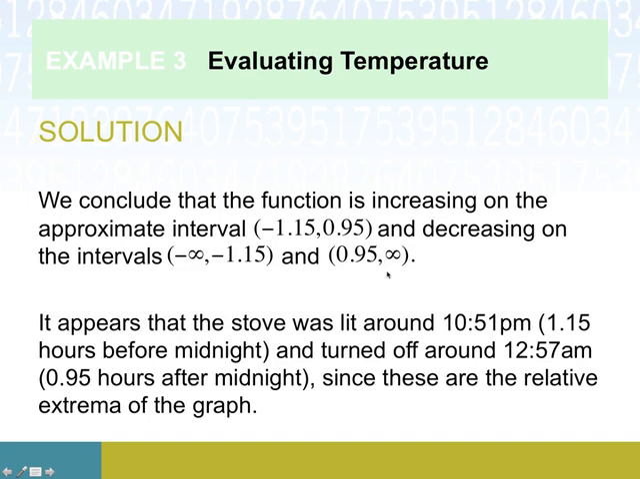And then the place where the function starts to decrease, the temperature starts to go down again, is after 0.95 hours, so in other words, right around 12:57 a.m. Then they probably turned the stove off, because that's when the temperature starts to drop off again. And in math terminology, those are the points that correspond to relative extrema.